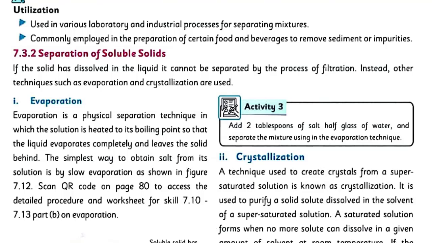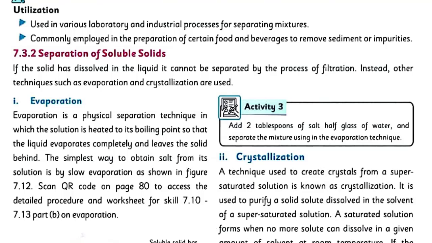7.3.2 Separation of soluble solids. If the solid has dissolved in the liquid, it cannot be separated by the process of filtration. Instead, other techniques such as evaporation and crystallization are used.